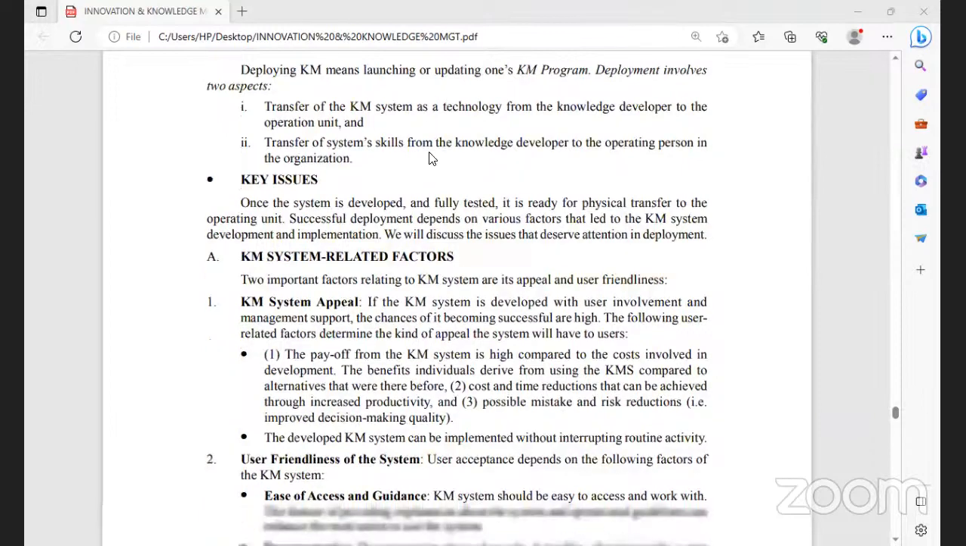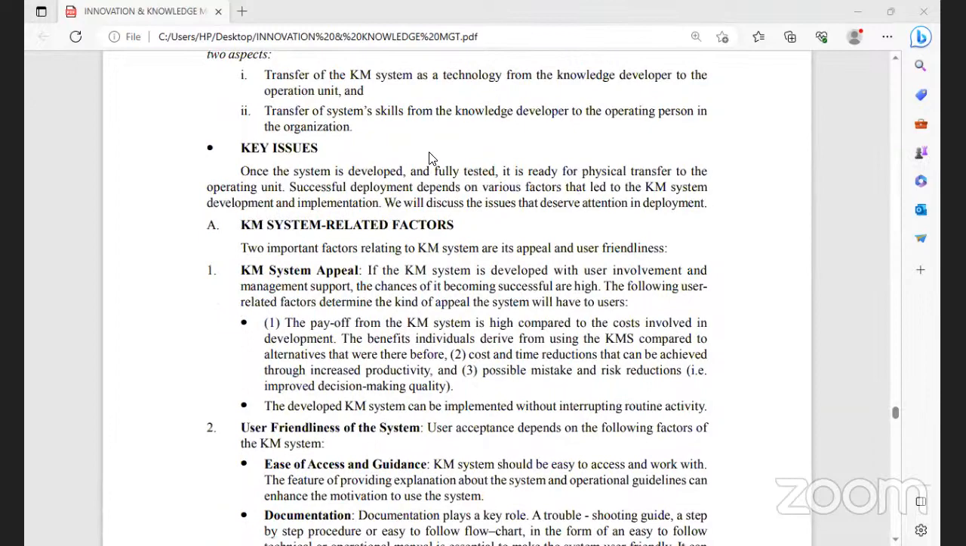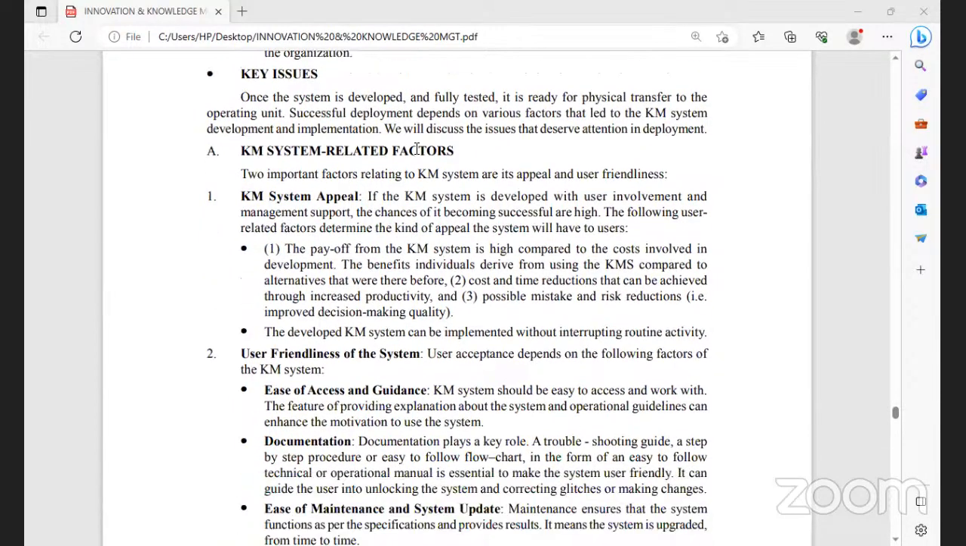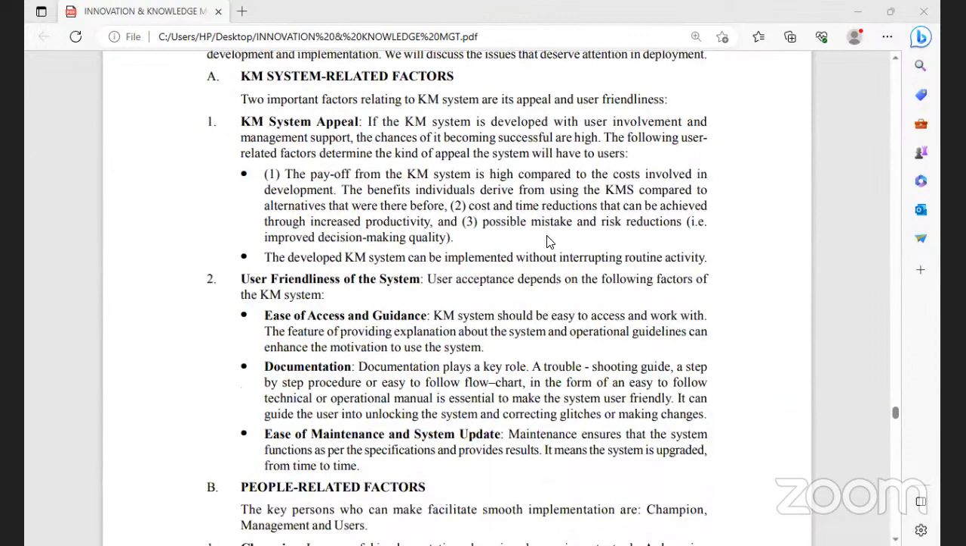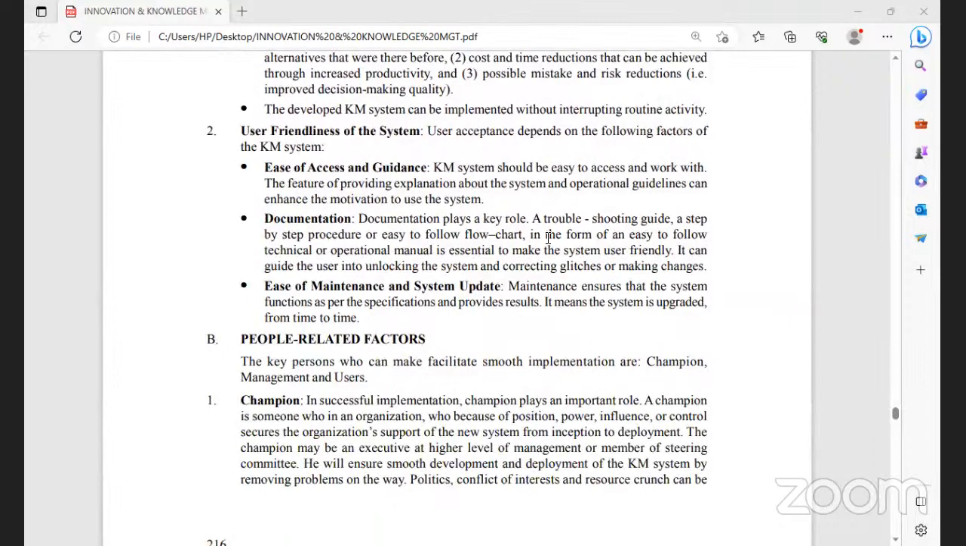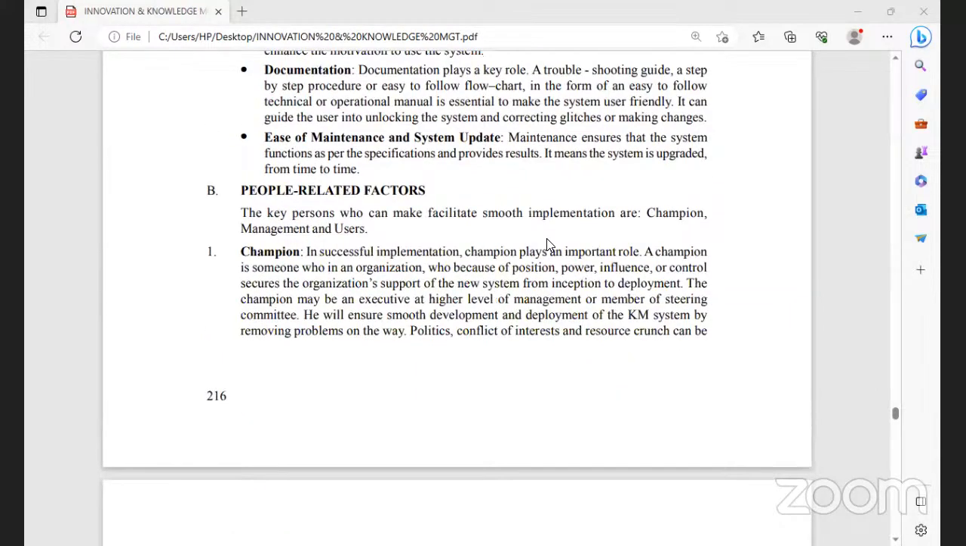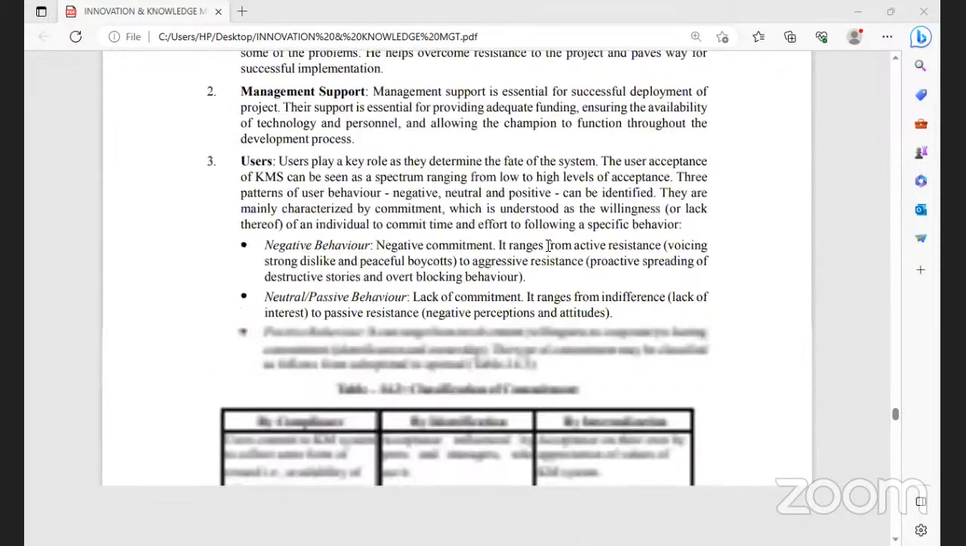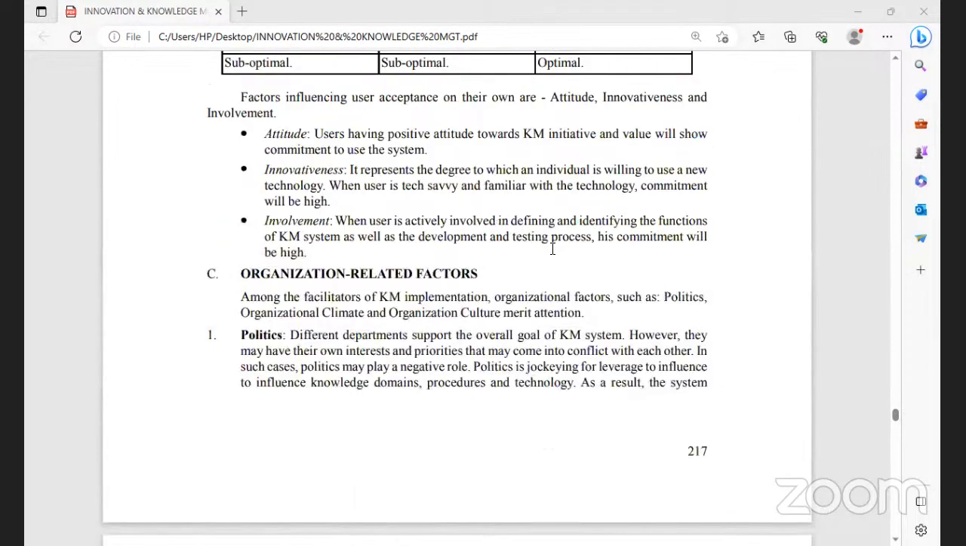What are the key issues? First, knowledge management system appeal and user friendliness of the system, which consists of ease of access and guidance, documentation, ease of maintenance and system update. The second is people-related factors: champion, management support, users. In these, sometimes issues may arise relating to attitude, innovativeness, and involvement of a particular person who is taking part in the knowledge management process.